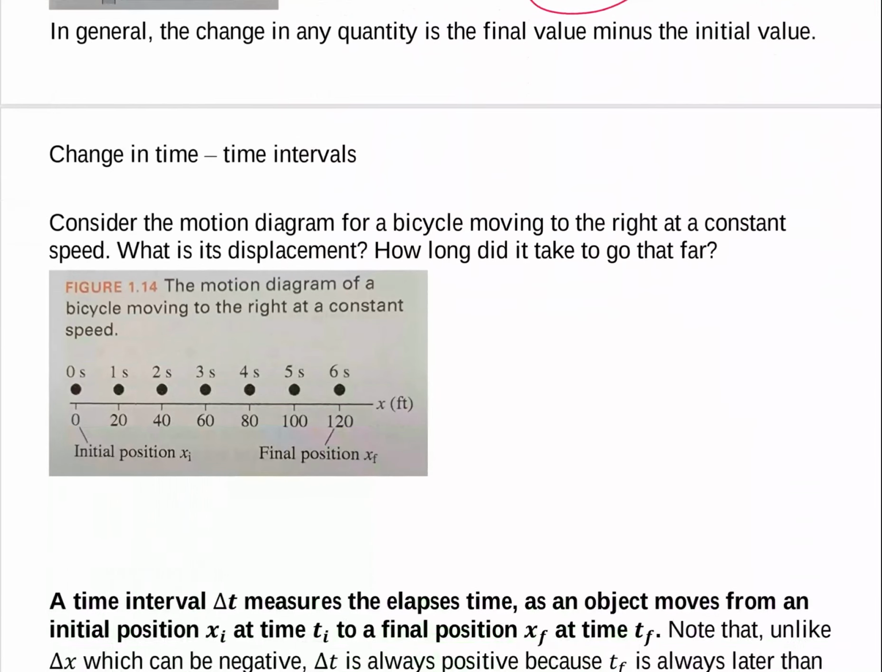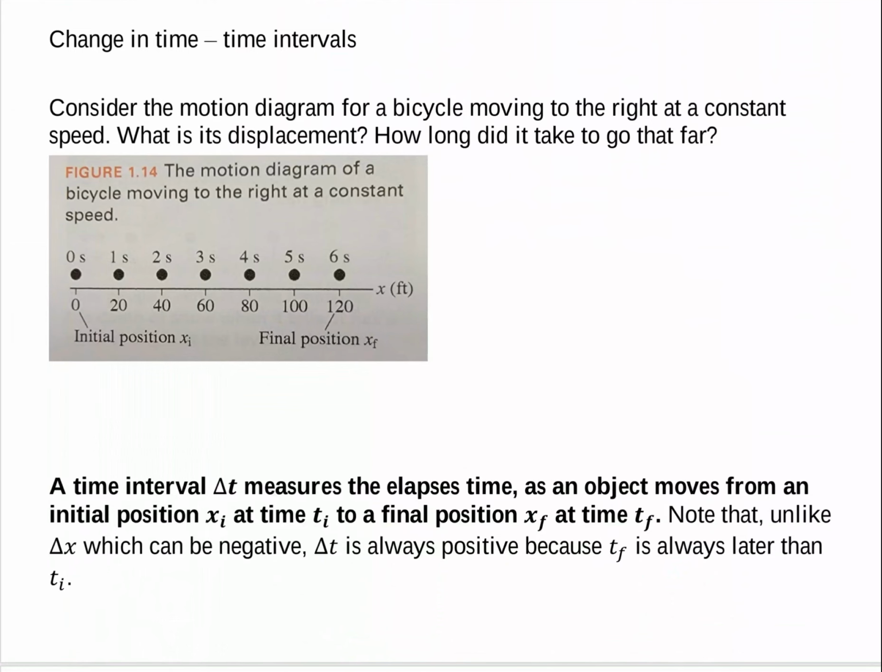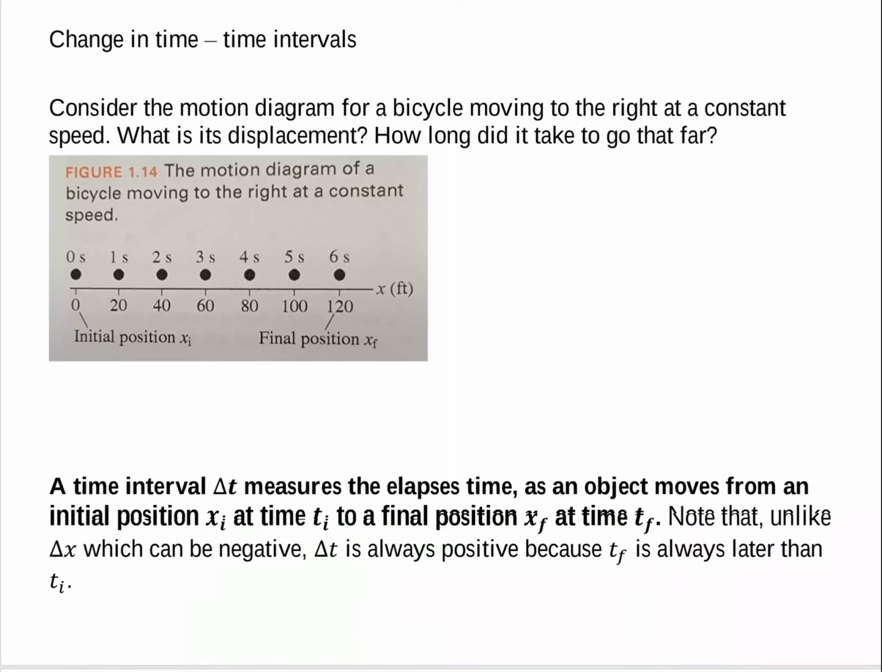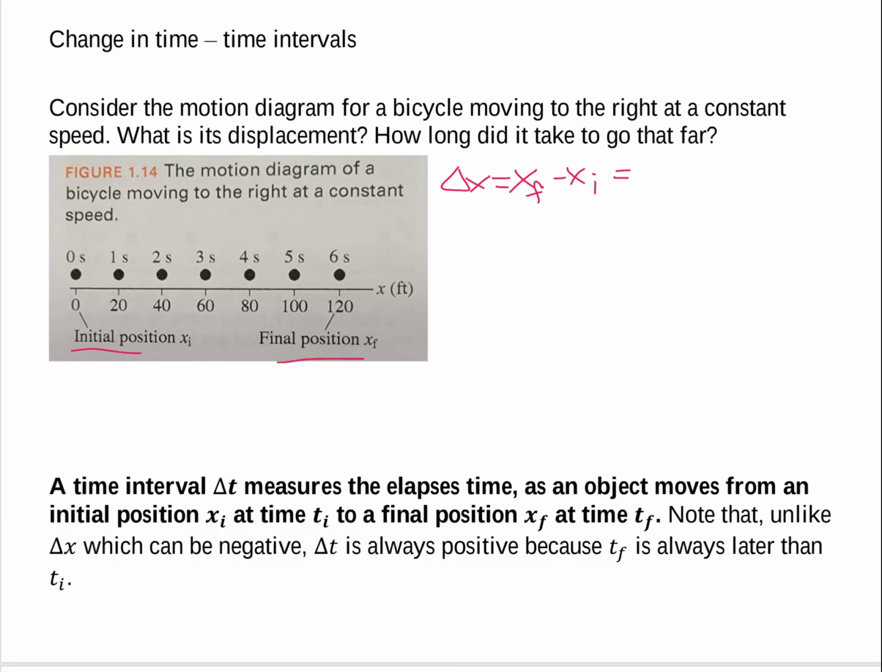All right, so let's talk about change in time. Time intervals. Consider the motion diagram for a bicycle moving to the right at a constant speed. What is its displacement? And how long did it take to go that far? So the displacement first. We have the initial position over here, final position over here. So delta x equals x sub f minus x sub i, equals 120 feet minus 0 feet, so we have 120 feet.